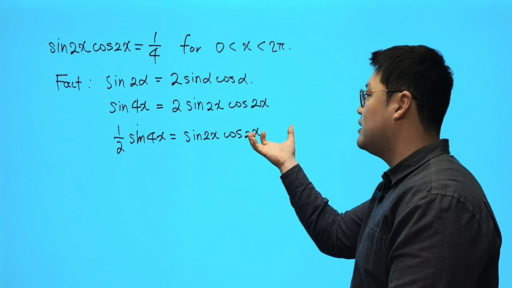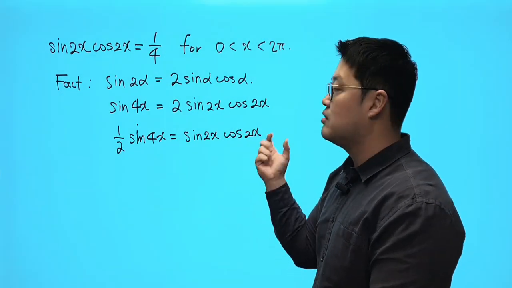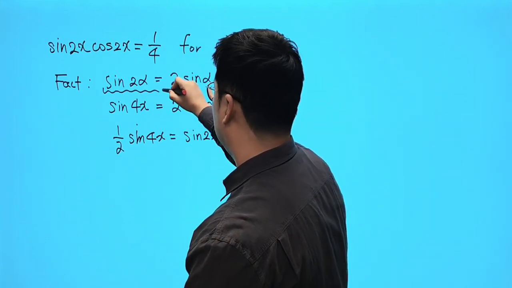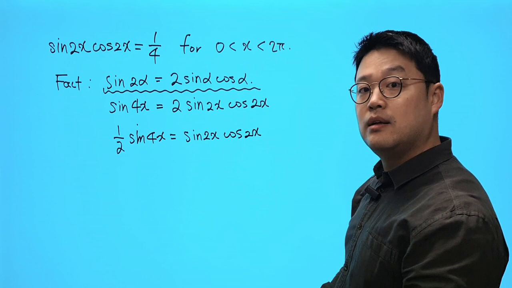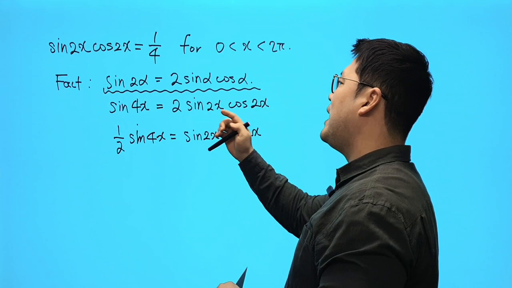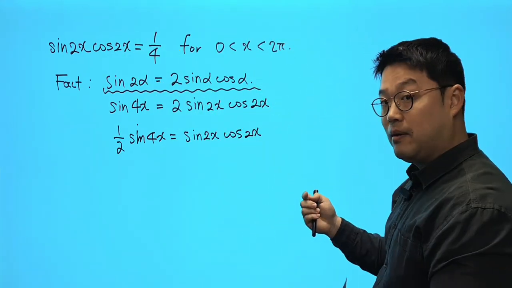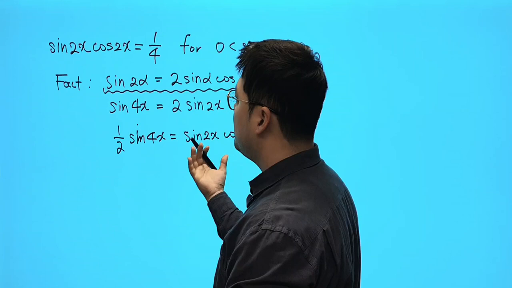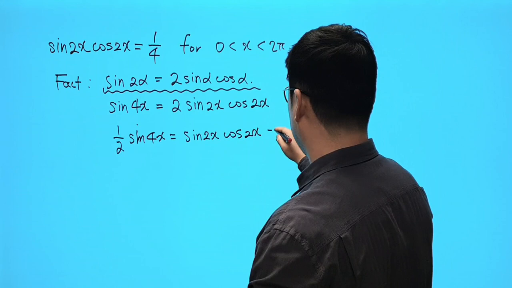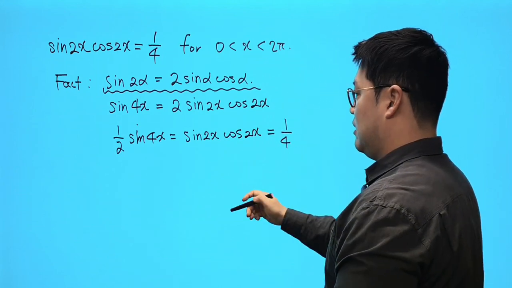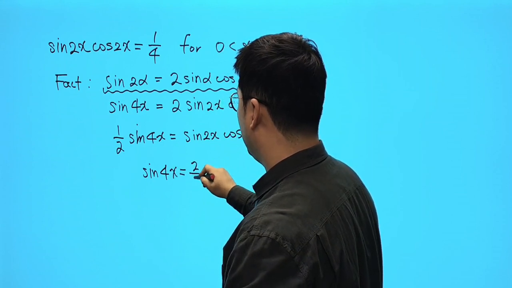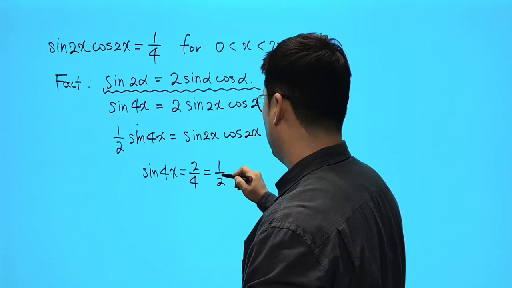This is something that we can now use. Of course, I would just like you to remember this one. This is always true for any real α. So we have 1/2 sine 4x, which is sine 2x cosine 2x. Imagine putting this back into the given form. Then we end up getting 1/2 sine 4x equals 1/4, and of course, sine 4x will be 2 over 4, which is 1 over 2.